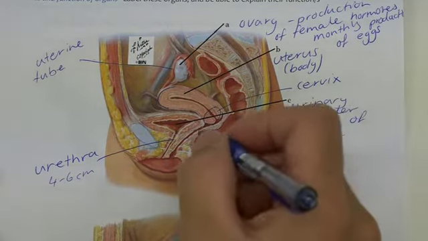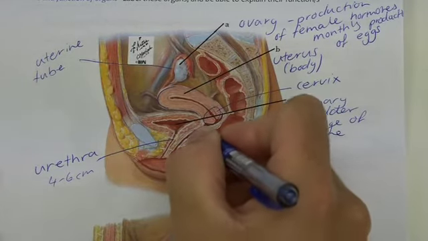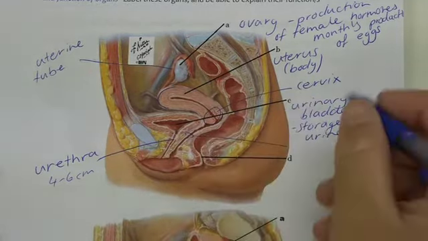The structure that we can see just posterior to that is here. So this is the vagina.